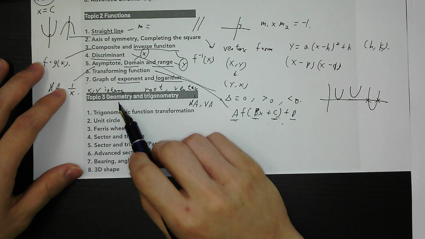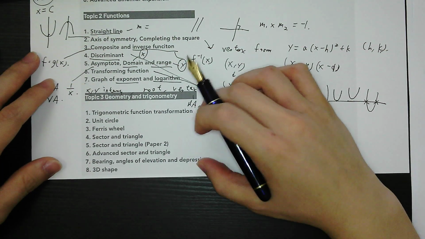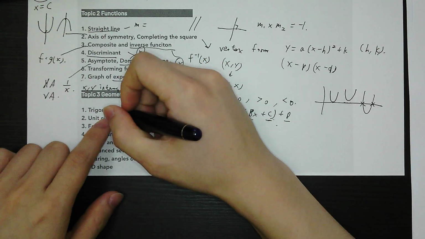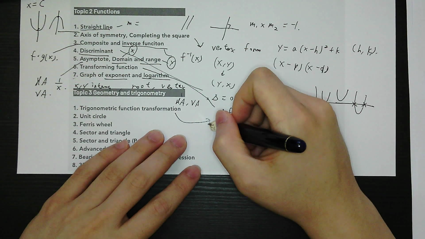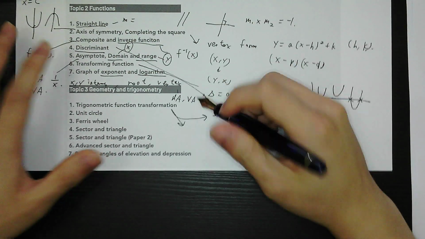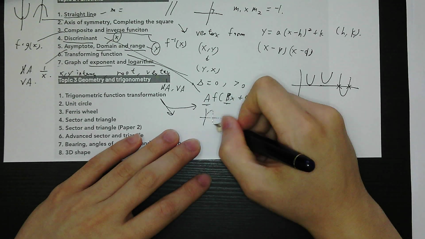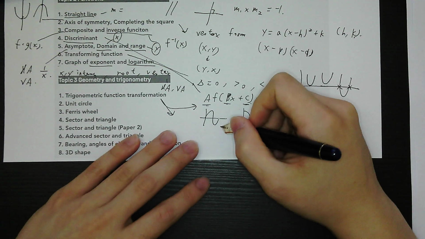And topic 3 is geometry and trigonometry. So in this topic, we have a total of 8 notes. The first one is trigonometric function transformation, which is very similar to the function transformation, but applied to the sine and cosine graphs. So the sine graph and cosine graph, a wave function.